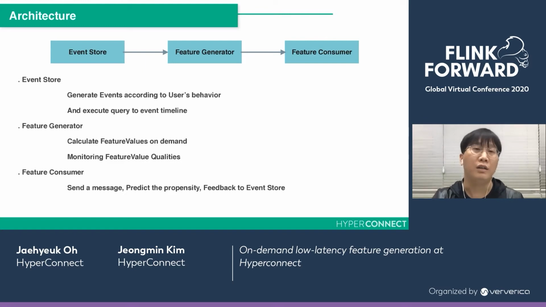The final layer is the feature consumer. The purpose of the prior system is to supply the features to this layer in time to get better performance. The message sender, the various models, and the behavior store itself can be the endpoint of the feature pipeline.